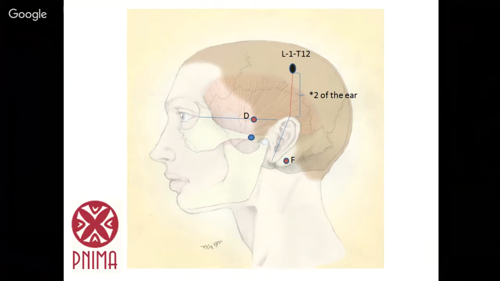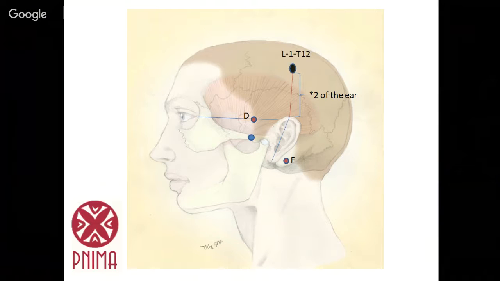The next point, which you can see I've marked here in black, is the area where L1 and T12 meet on the vertebrae. This area has a lot of tension in it, and a lot of patients suffer from pain in this area. What you want to do is relieve the tension in this area, and by doing so, you'll have an effect on the back pain of the patients and relieve this pain.